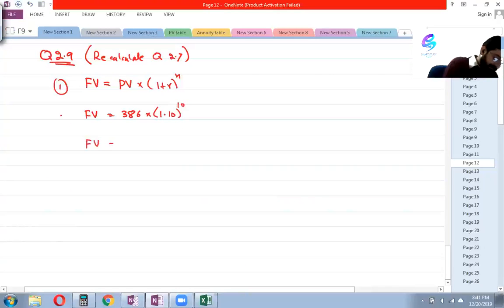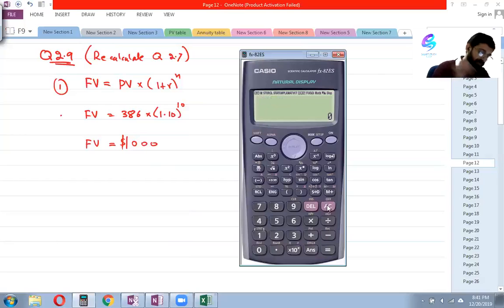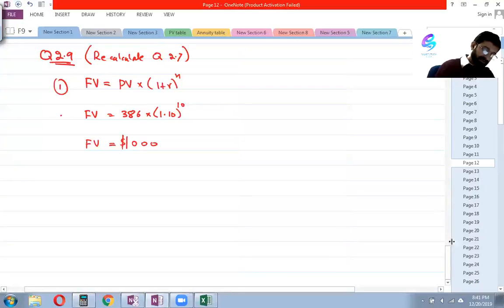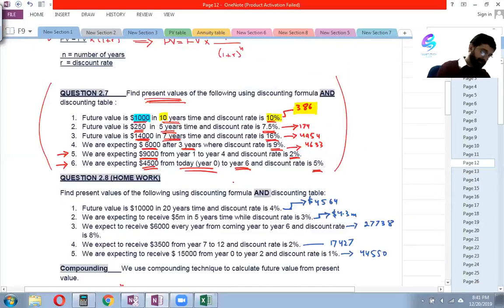So are you getting 1000 or not? Well, it's not going to be exactly 1000, but it will be very close to 1000. So you see, it's 1001 point something. Why is it different? Because of the rounding. So the calculation is correct, but it's because of the rounding, right? Similarly, the next one, you have to do it separately.